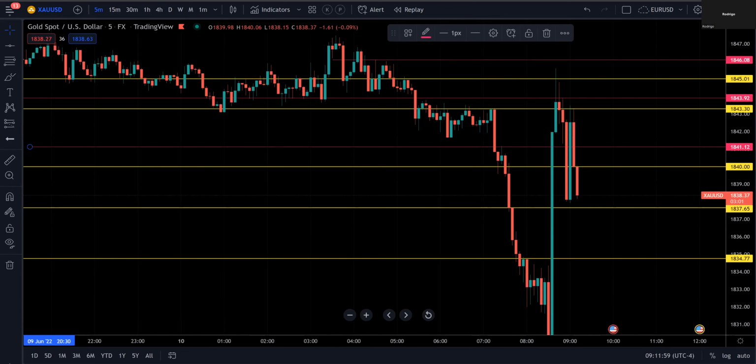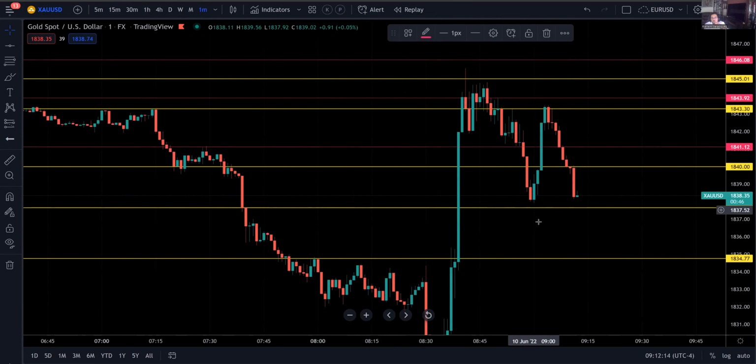My entry was 1842. So I put the stops to break even. Let's see. Okay, I like the way this candle closed. Yeah, I like the way that candle closed. Today I made 4%, so I'm good. Pretty happy. That's good. Only a few trades, no stress. Yeah, 3 trades, 3 wins.